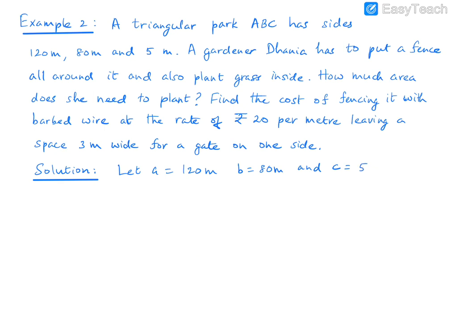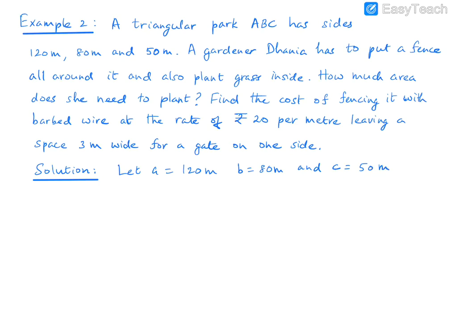Just making a correction. The value of C, the third side, is 50 meters, not 5. So the three sides given in the question have values 120 meters, 80 meters, and 50 meters. I had incorrectly written it as 5 meters. The actual value in the example is 50 meters. So C equals 50 meters.